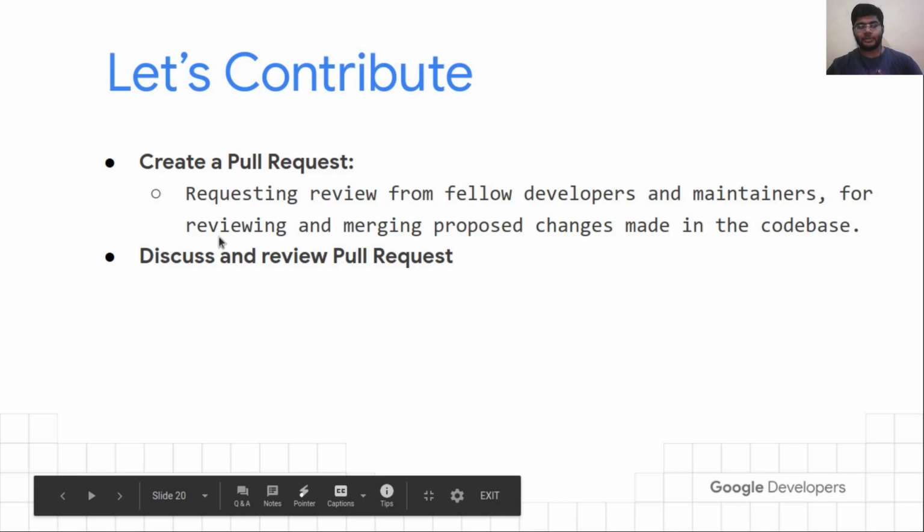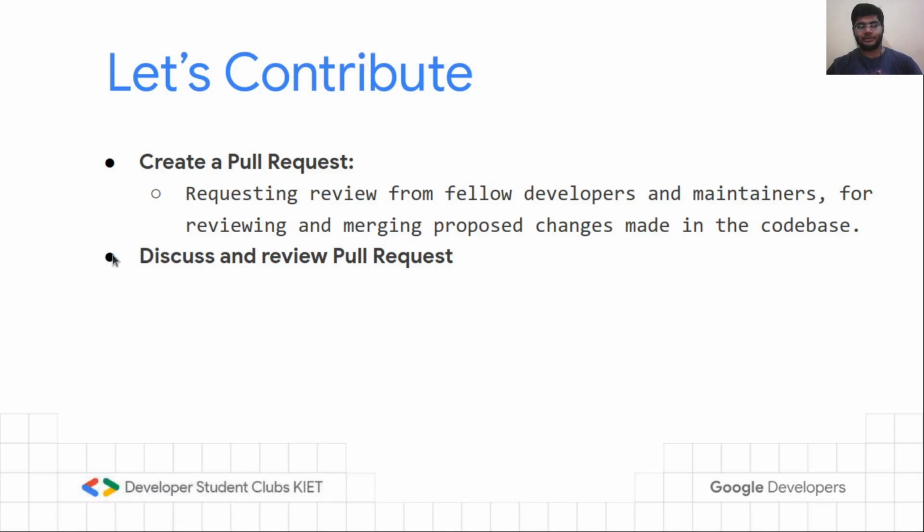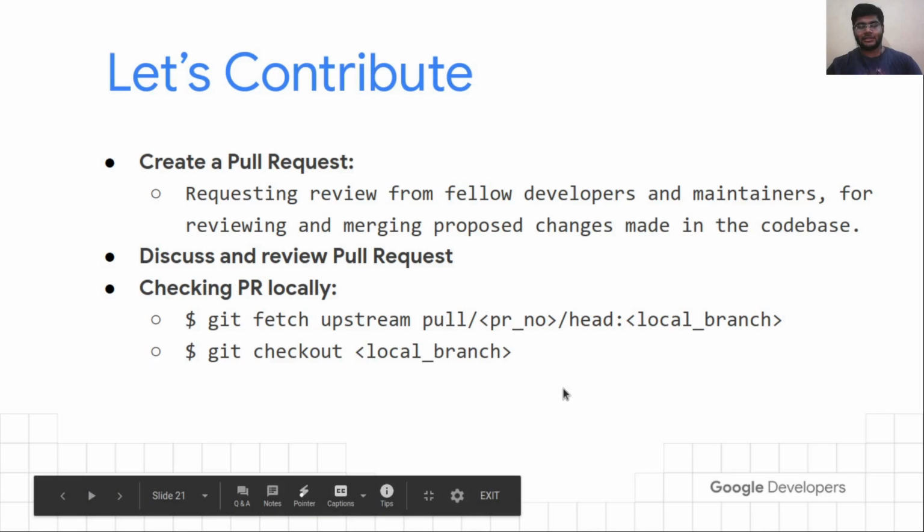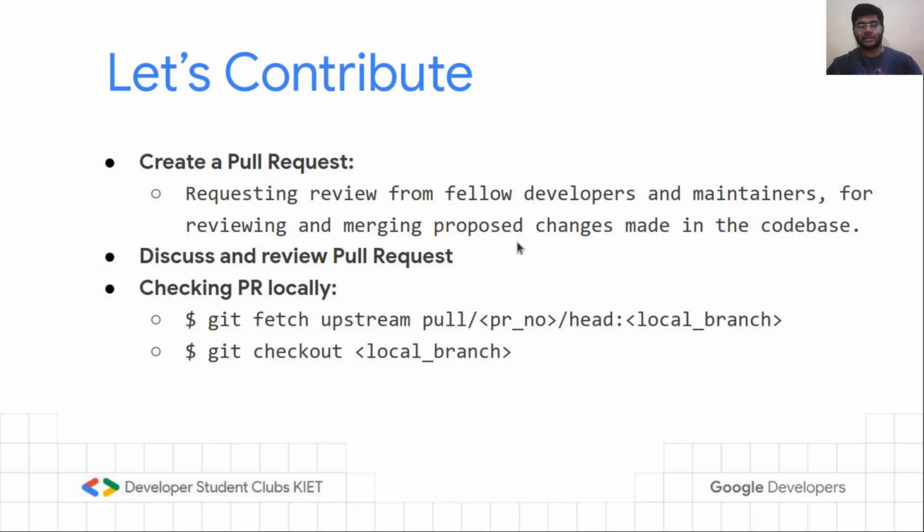After creating the pull request, we discuss and review our pull request and make some changes again. Another thing, suppose the reviewer wants to check this pull request locally. Suppose this is a big project and the reviewer wants to run this code locally and test if everything is working fine. So we can use these two commands, git fetch and then git checkout. Let's do it first.